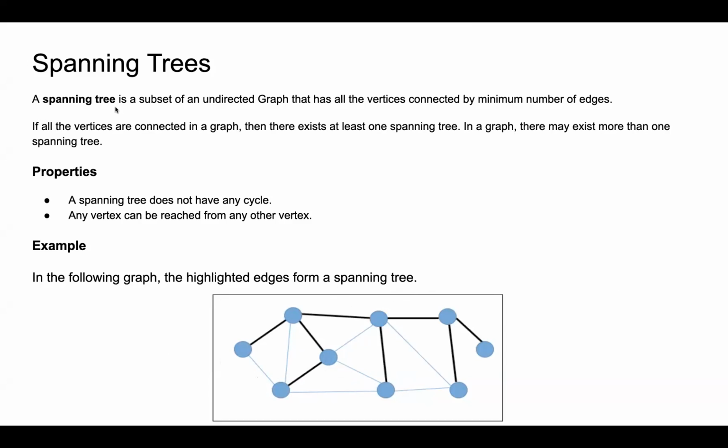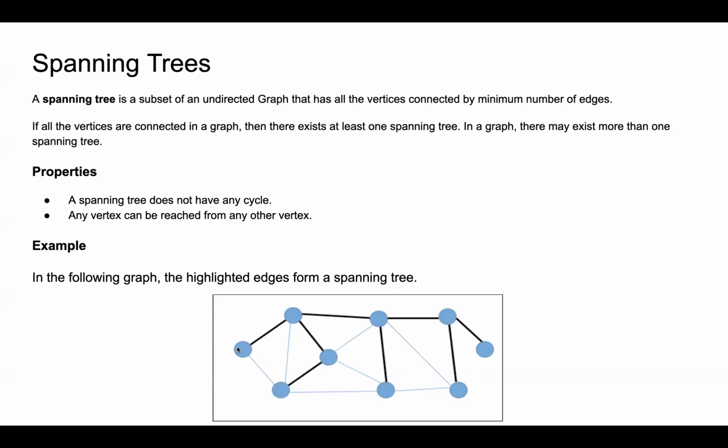We will see here. A spanning tree is a subset of an undirected graph. Okay, it is an undirected graph. It does not have weight and it does not have directions also. Arrows are not there. Only connecting lines are there. If it is a directed graph, it will have edges with arrows denoting the directions. But it is an undirected graph.